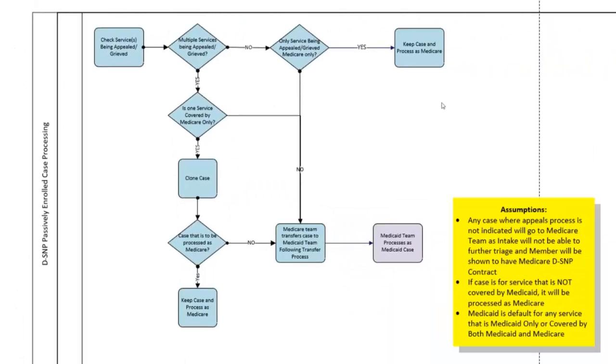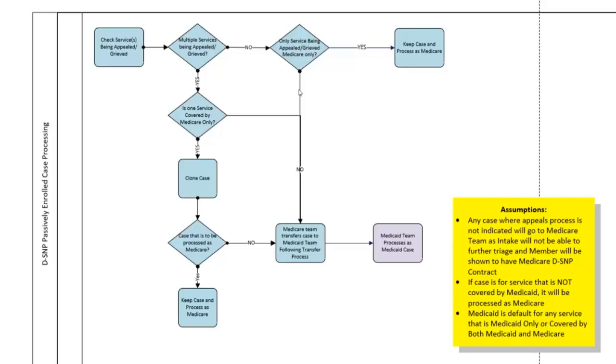Now we're going to look at what happens when this case gets to the G&A team. As we said before, most likely, unless the member specifically indicates they want to use their Medicaid appeal rights, it's going to go to the Medicare triage team, since the member will have a DSNP contract number that will be recognized as a Medicare member. The triage team in the Medicare group would look at a couple of things. The first thing they'll look at is the service. Is the service covered by Medicare? If it is not, regardless of what else may be on the case, they're going to need to send it to the Medicaid team to process, since the service wouldn't be covered.